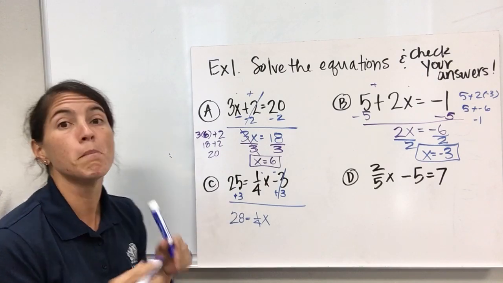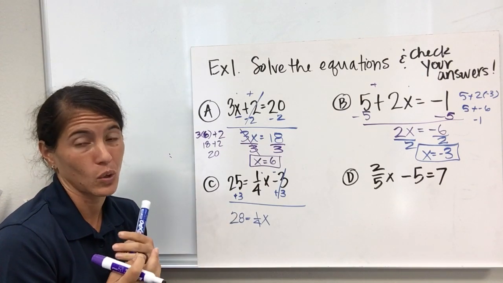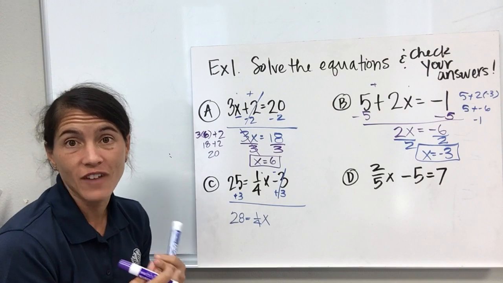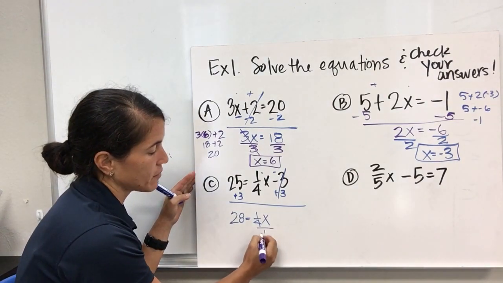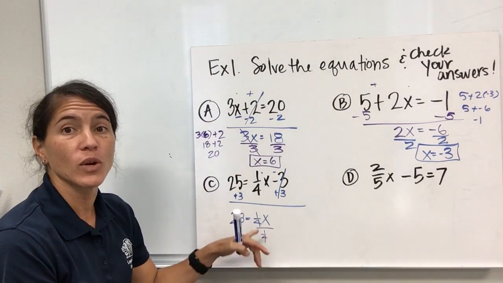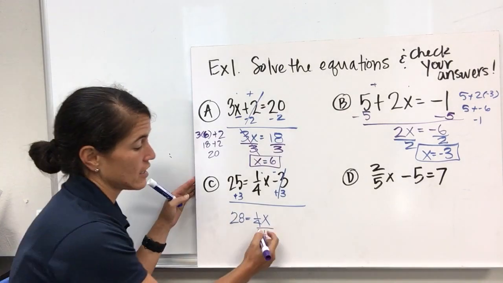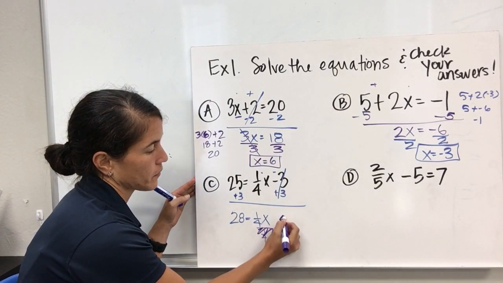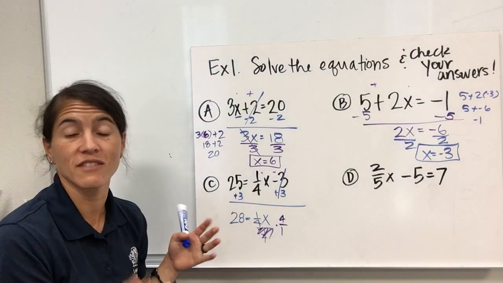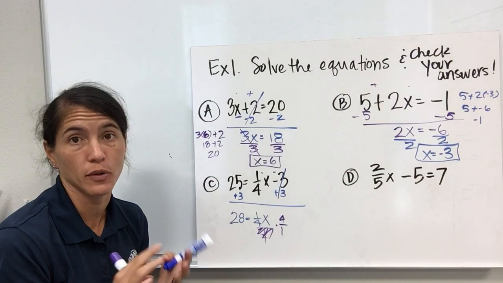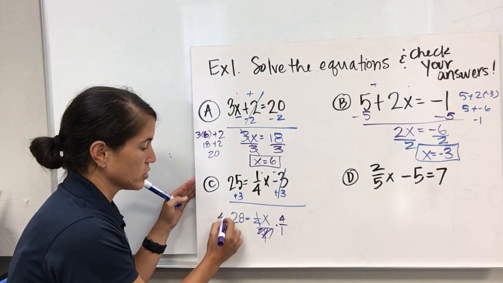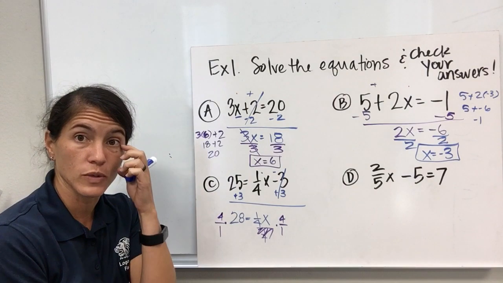So I'm going to multiply by the reciprocal, or you could divide by 1/4. I could divide by 1/4, but when you divide by a fraction, really, you're multiplying by the reciprocal. Dividing by a fraction and multiplying by a reciprocal are the same thing. So I'm going to multiply this side by the reciprocal.